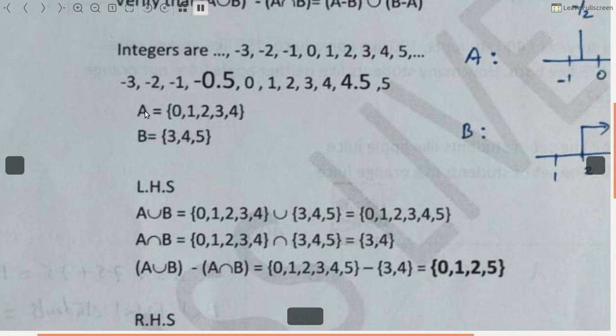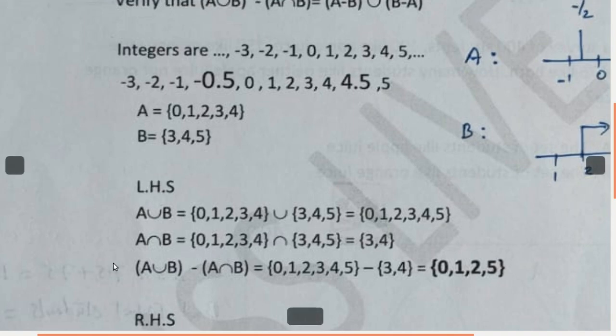Then what about A intersection B? 0, 1, 2, 3, 4, 3, 4, 5. They are the common elements. Which are the common elements? 3 and 4. Therefore A intersection B is the set 3, 4.